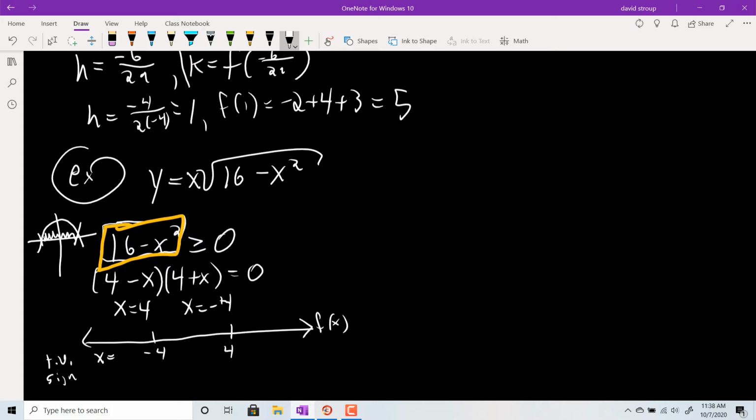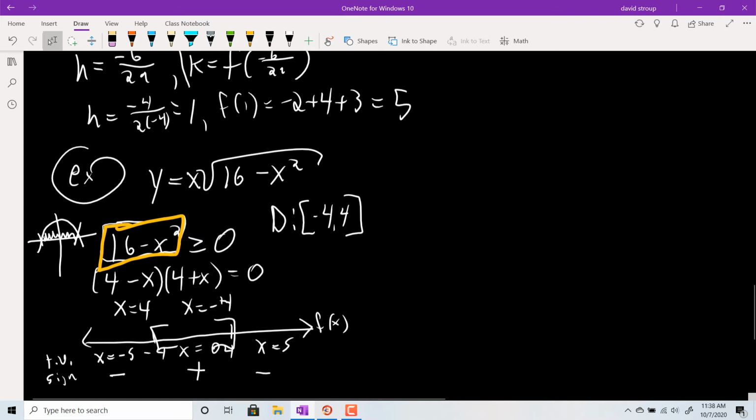So test value, like negative 5. 16 minus 25 is a negative. So we don't want that interval. Try 0. 16 minus 0 is positive. Try x is 5 over here, that'll be negative. So the interval for the domain will be from negative 4 to 4. So the implied domain is negative 4 to 4. So for our derivative, that's the interval we're going to be working on. We're not using the whole real numbers anymore.